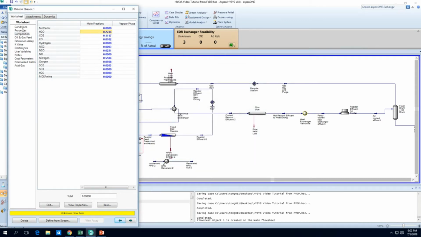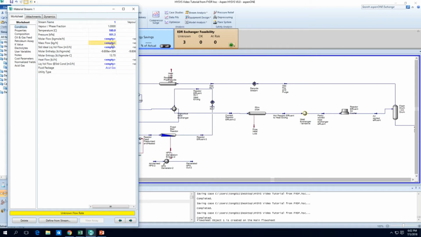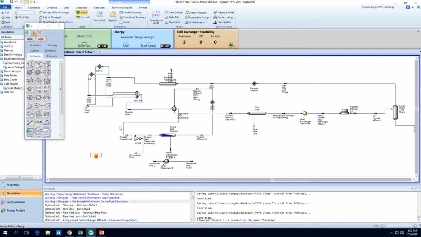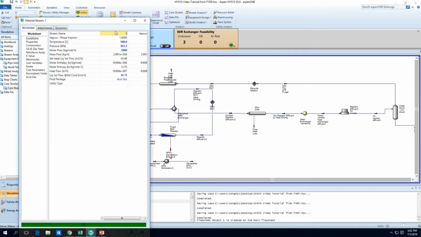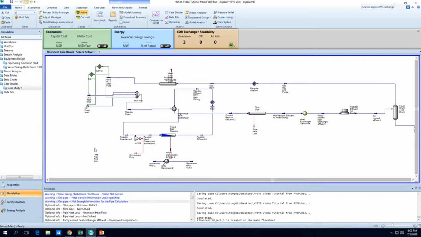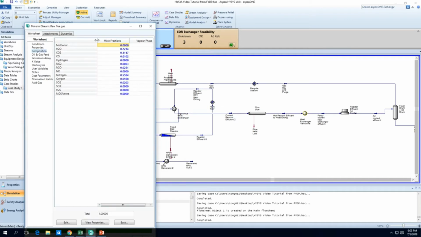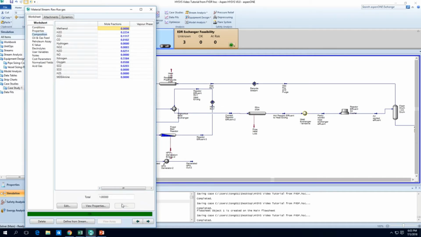Okay, so flow rate. Yeah, unsure, we'll just give it 1000. And how much flue gas should we be using? This is raw flue gas. Well, we want to have a CO2 feed of about this much, 225. So we need to make sure we have slightly more than 225 kg mole per hour of CO2.